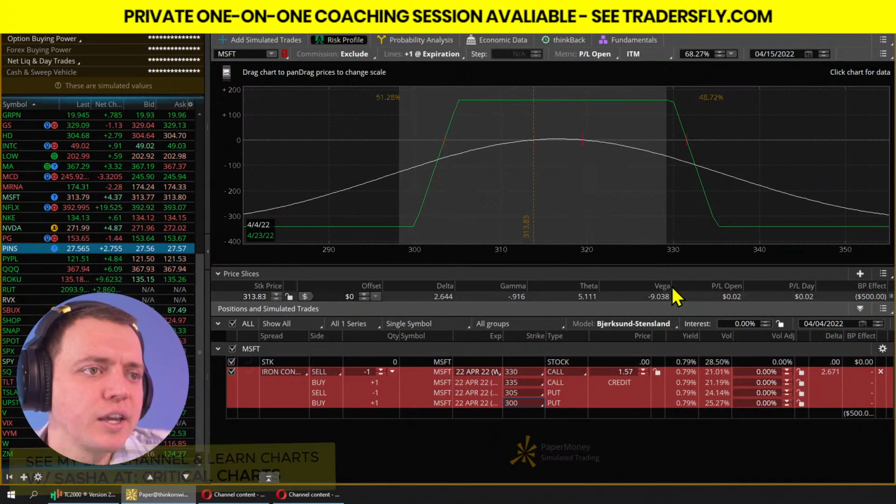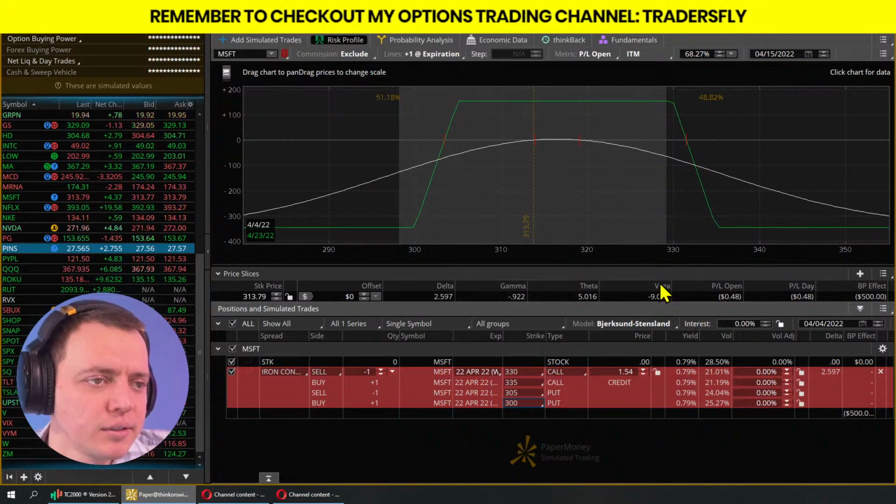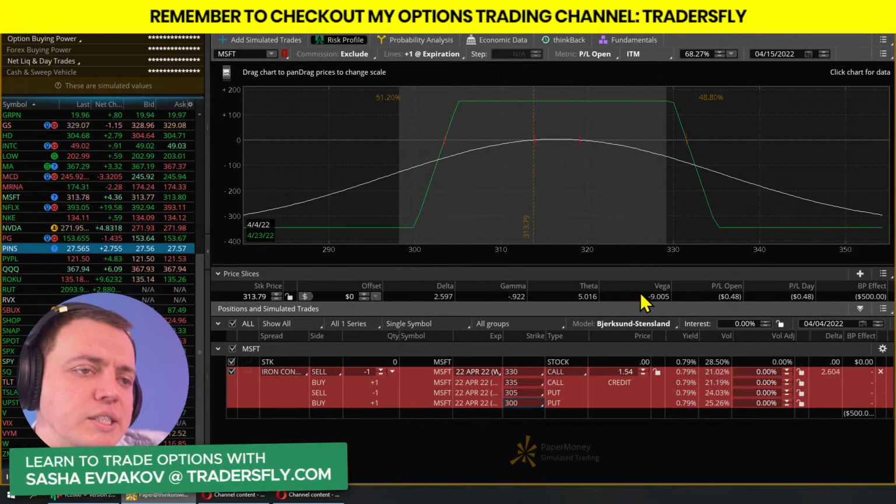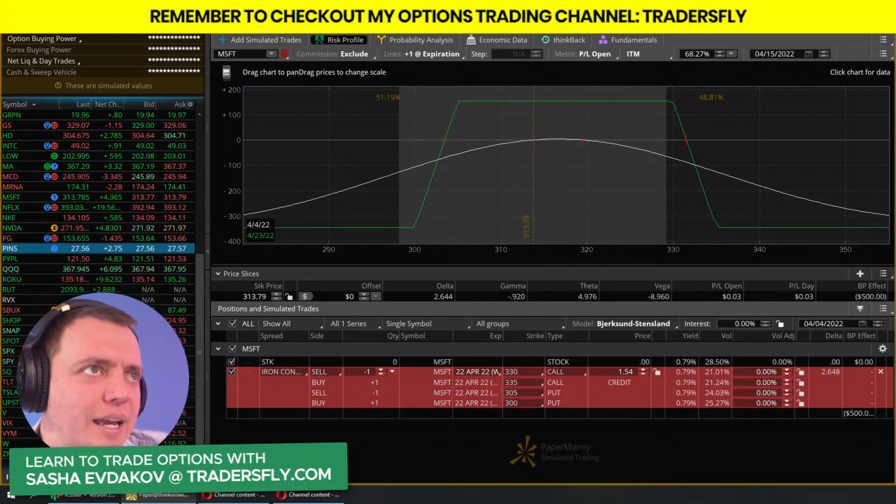How do we calculate the vega? The vega is already calculated in the option pricings. So it's already calculated in there. So you don't have to calculate the vega.